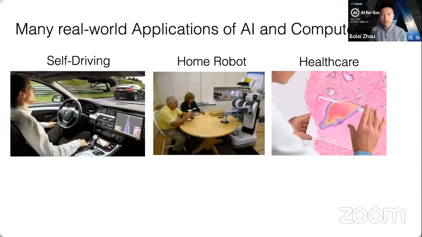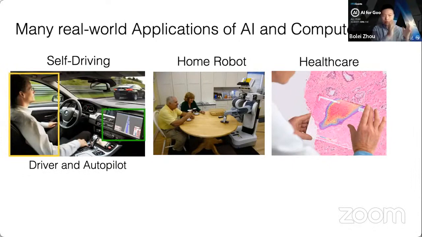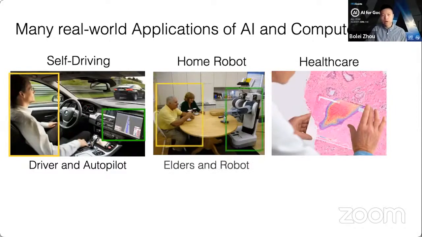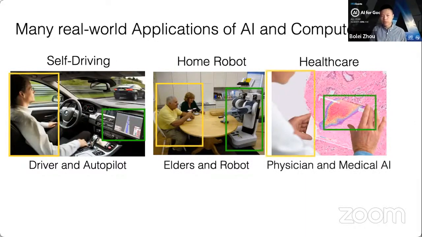There are many exciting applications of AI and computer vision, from self-driving to home robots to healthcare applications. Those applications are very exciting, but in each application there are always two parties, right? In self-driving, we have one party, the human driver, and another one, the autopilot AI program. In home robots, we have the elderly people, and we also have the robots. And in healthcare applications, such as medical AI, we have the physician, as well as medical AIs. So in each application, there is always an interaction between human and AI.